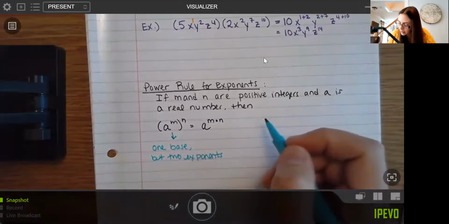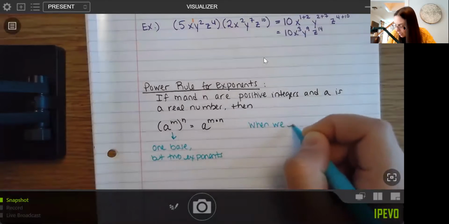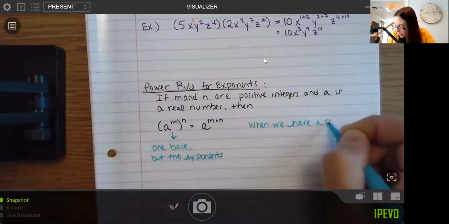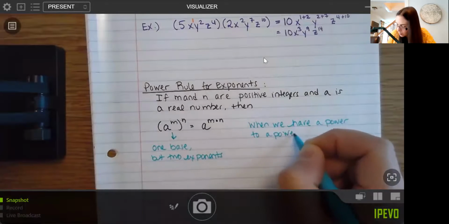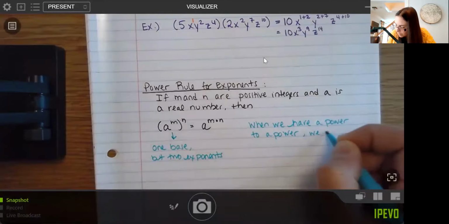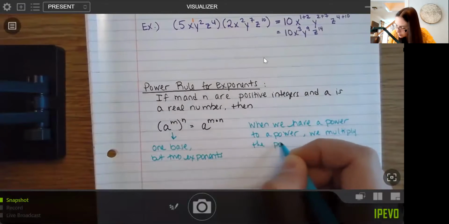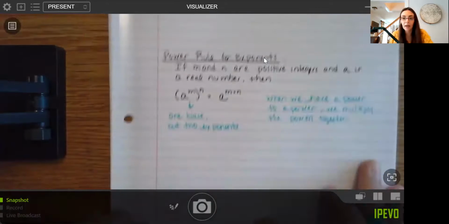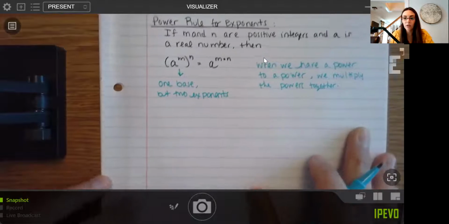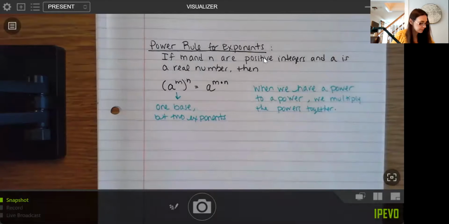So what's going to happen here is that when we have a power to a power, so an exponent to an exponent, we multiply the powers together. And that is, again, a shortcut. Doesn't mean that we always have to do it that way, but it's a shortcut. So it's going to save us a lot of time. All right, let's do some examples here.